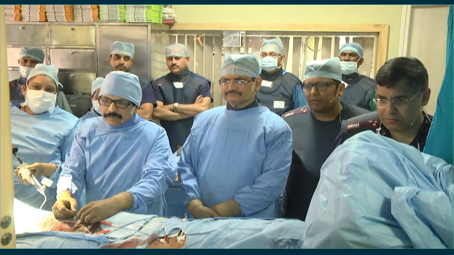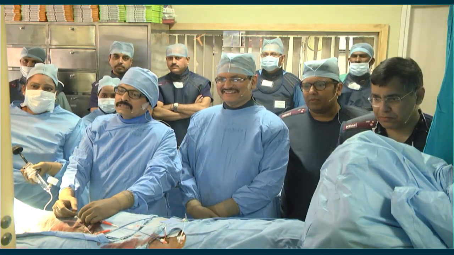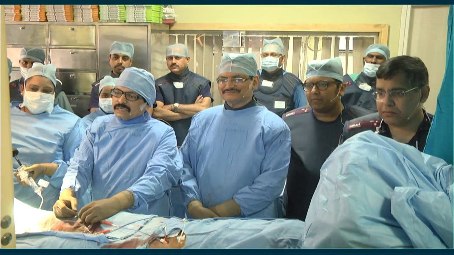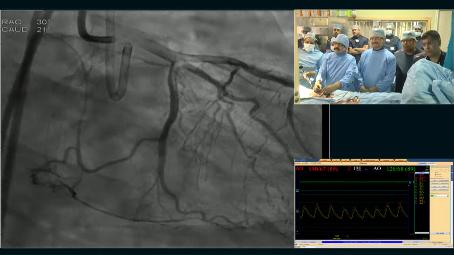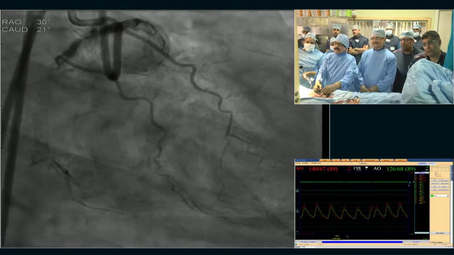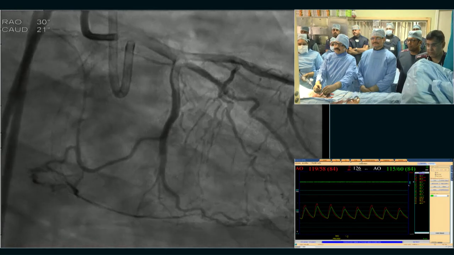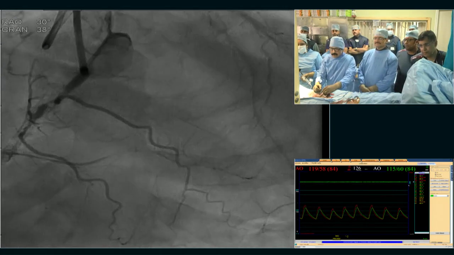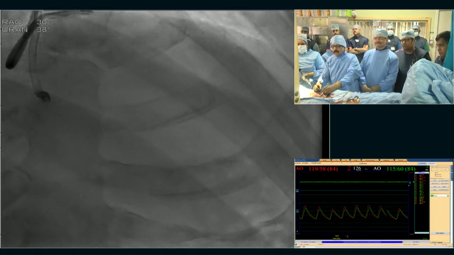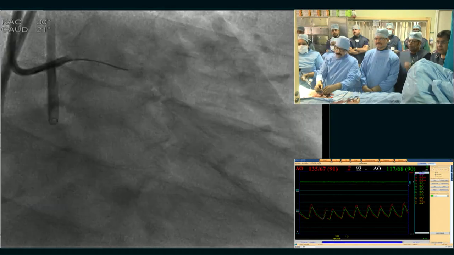So this gentleman, as I said, I will start the case. As you know, this is a long segment ISR and ambiguous cap, and we had good retrograde collaterals, which we have seen in the caudal and cranial views. One of the septals appears good. So my primary approach in this case, I preferred a retrograde. I want your opinion on this.